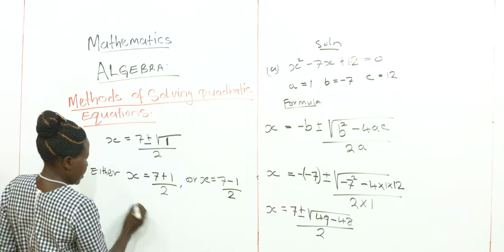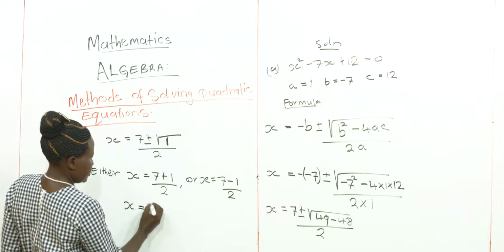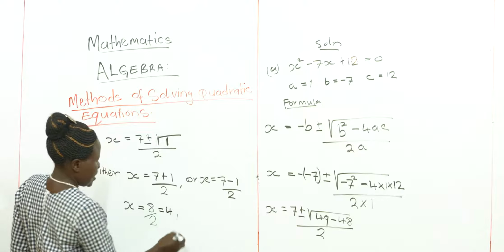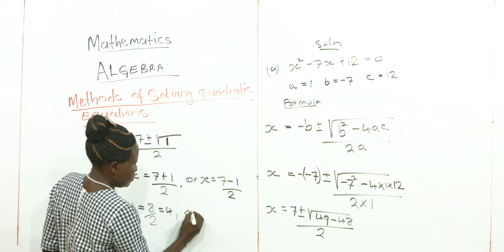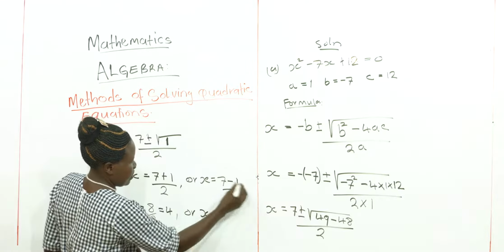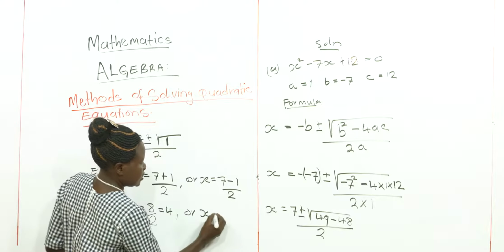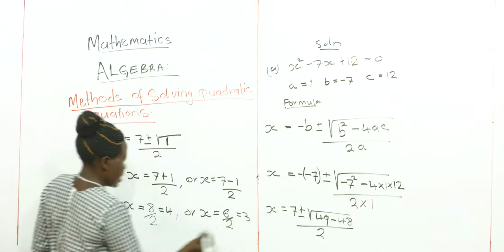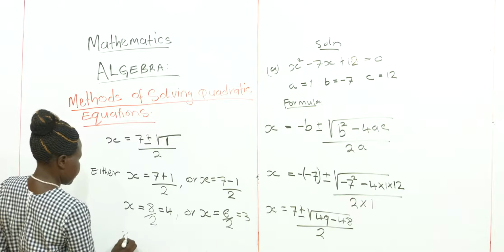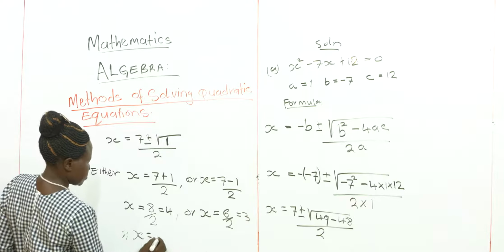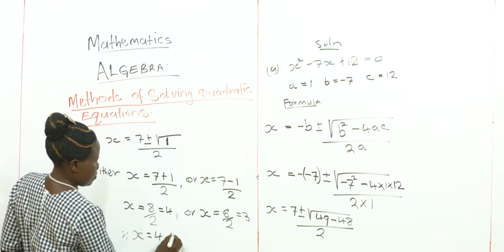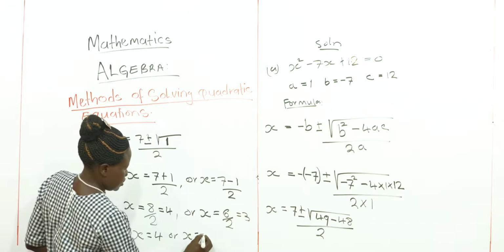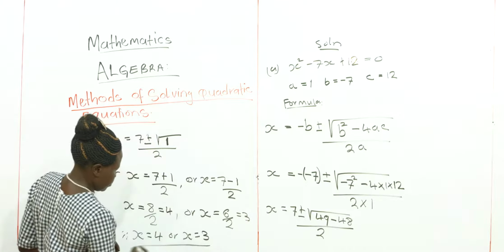So that you now get x equals to 8 out of 2, which is the same as 4. And then here we shall have 7 minus 1, we get 6. So we get 6 out of 2, which is 3. And then you say, therefore, x equals to 4 or x equals to 3.